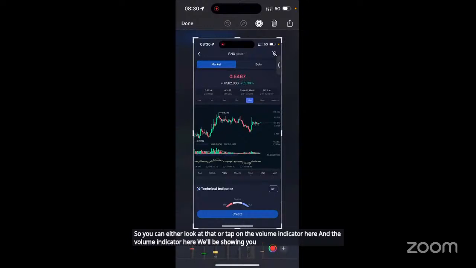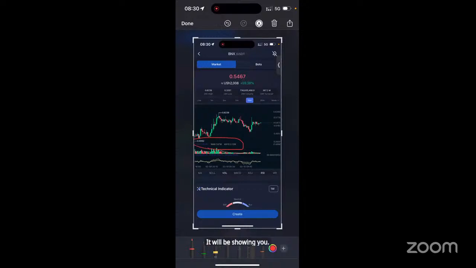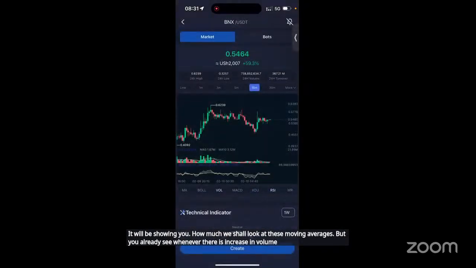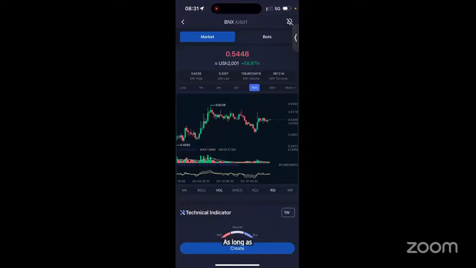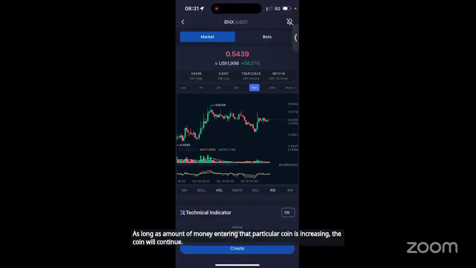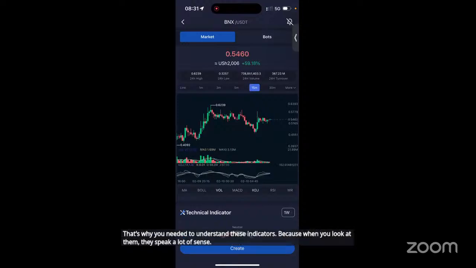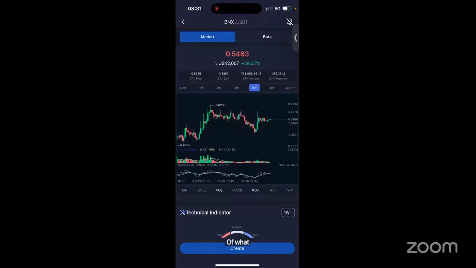I will go into details this week. It will be showing you how much. We shall look at these moving averages. But whenever there is an increase in volume, the coin will continue to do well. Just look: is the volume increasing? As long as the amount of money entering that particular coin is increasing, the coin will continue. That's why you need to understand these indicators, because when you look at them, they make a lot of sense of what is happening on a particular coin.